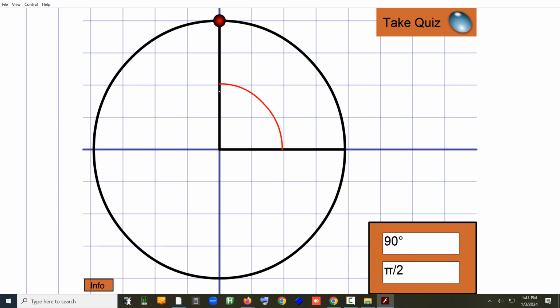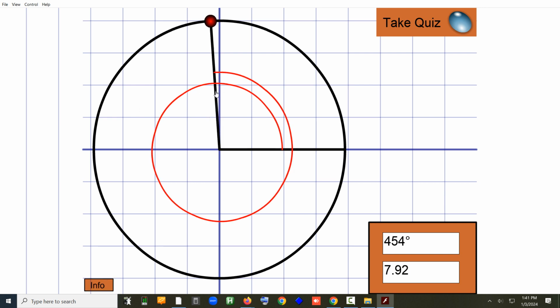Okay, so look at that. Look where the initial and the terminal side are. And now, look at that. How do the initial and terminal side now compare to where they were before? Much further apart. Technically.